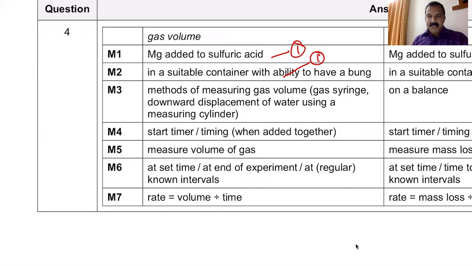Method of measuring gas volume by gas syringe, we have done that. Here it is gas syringe, that's a third mark. Start timer or timing is mentioned, that's a fourth mark. Measure the volume of gas, we said, that's a fifth mark. Then measure at the end of the experiment or at regular intervals, we said, that's a sixth mark. It's an extra marking point; 7 marking points they have given. Any 5 or any 6 will bring you full marks for this.